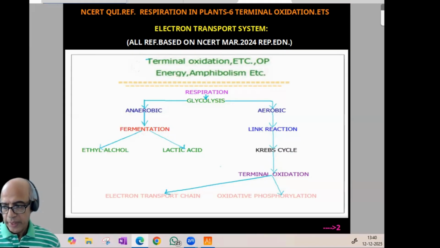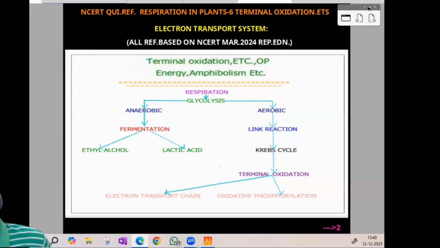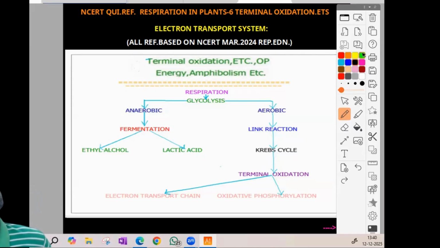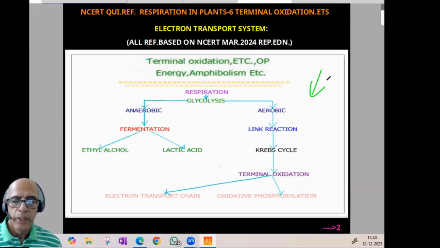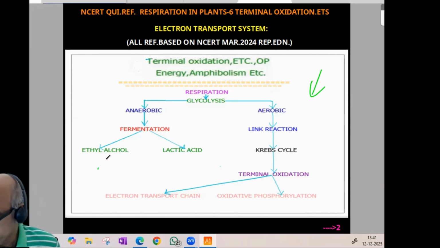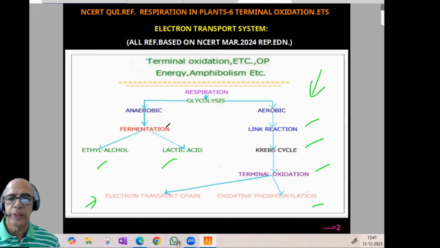First, respiration. A flowchart is represented there, so it will be easy for you to refer. Respiration, glycolysis, common pathway, anaerobic, aerobic. Under anaerobic, we can find fermentation: ethyl alcohol fermentation and lactic acid fermentation. On the other side, aerobic: link reaction, Krebs cycle, terminal oxidation, under which ETC as well as oxidative phosphorylation. ETC we'll be discussing today. I think the first page is clear. Now we can proceed to the second page.